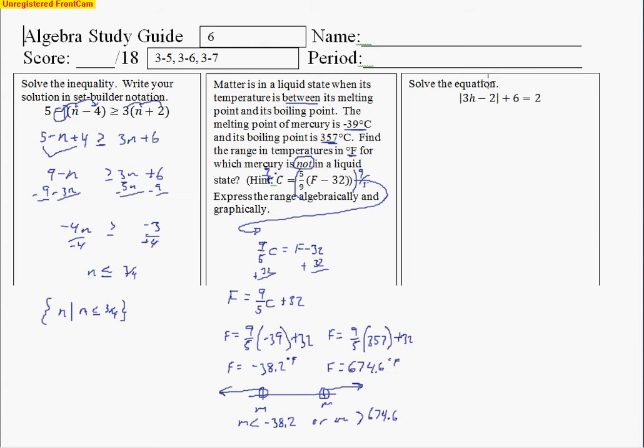So let's take a look at the next one. It's solving an absolute value equation. So I'm going to subtract 6 from all sides.